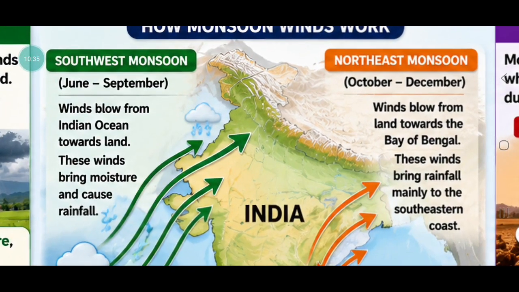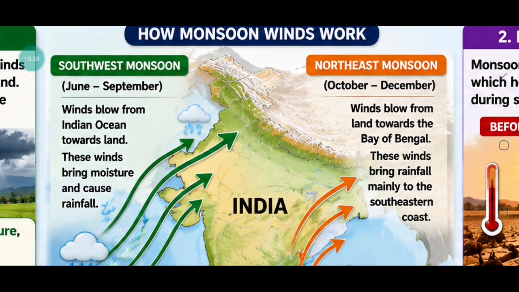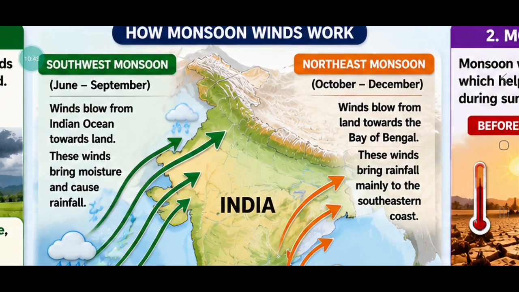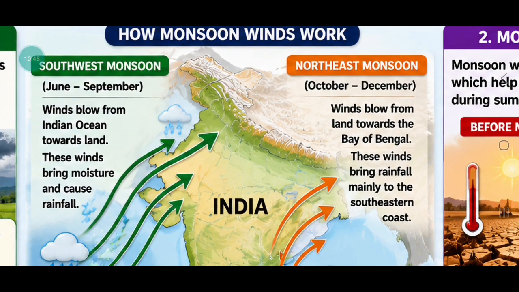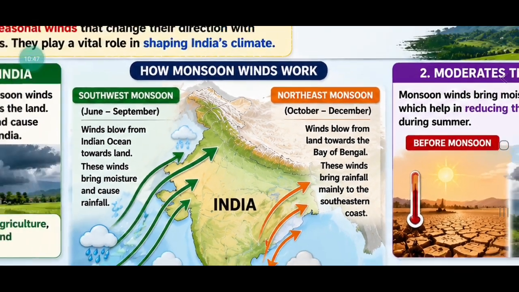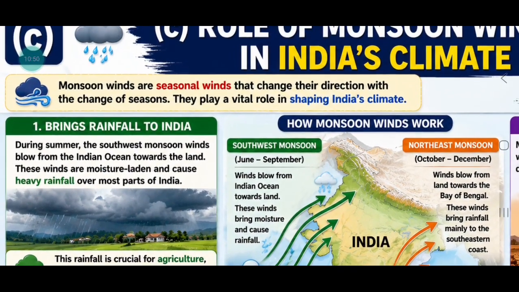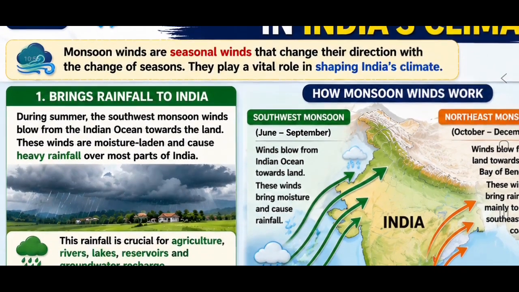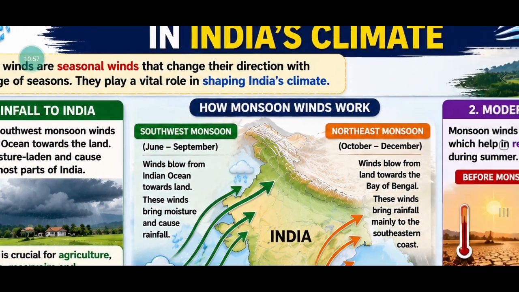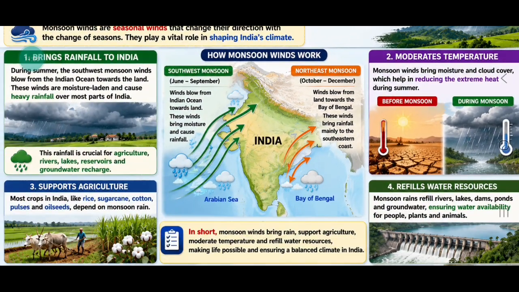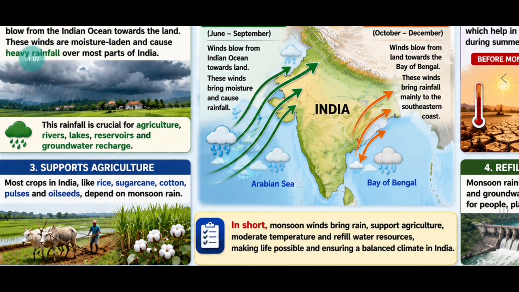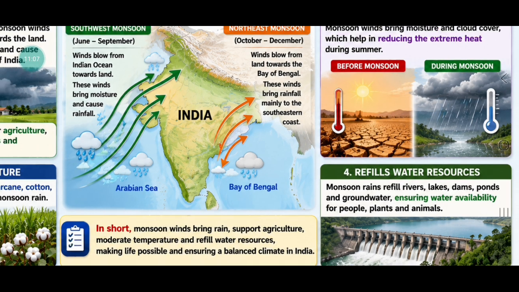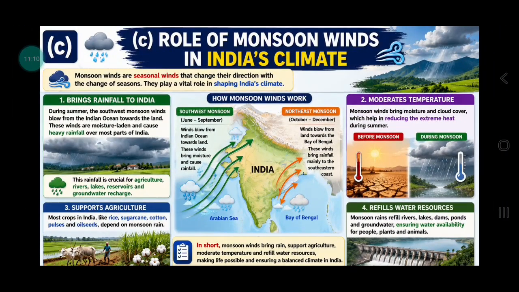Winds blow from the Indian Ocean, covering both the other water bodies like the Arabian Sea and Bay of Bengal. These winds bring moisture and cause rainfall. So what kind of impact do these monsoon winds create in our country? They bring rainfall to India, moderate temperature, support agriculture, and lastly, refill water resources. So this is the impact of monsoon on India.